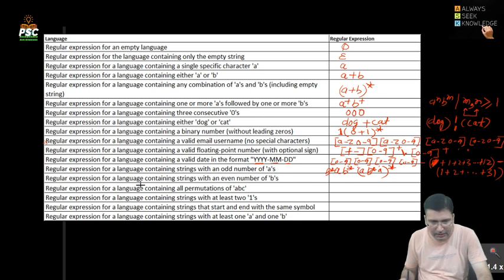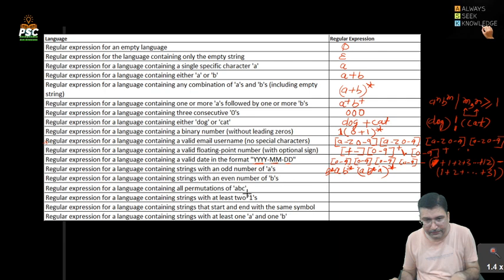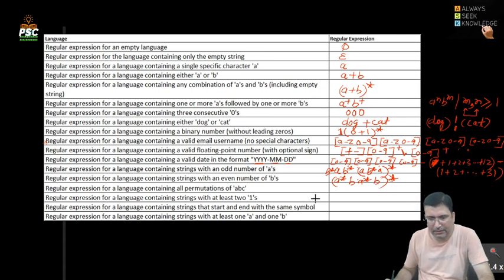Then consider a regular expression for a language containing strings with an even length of B. Even can be empty also. So there is no restriction on A, but B should be even, so I may write A loop B and I can repeat it, so it will have even length, right?